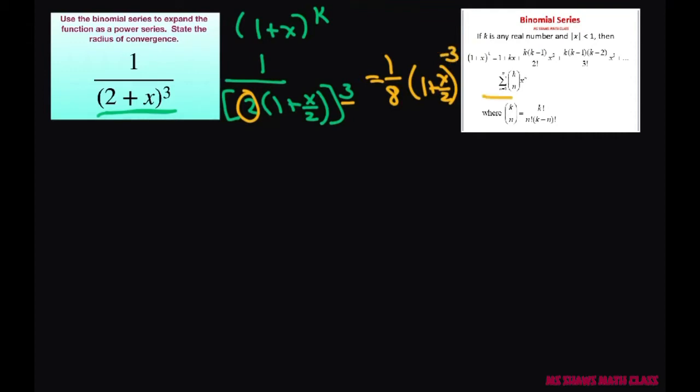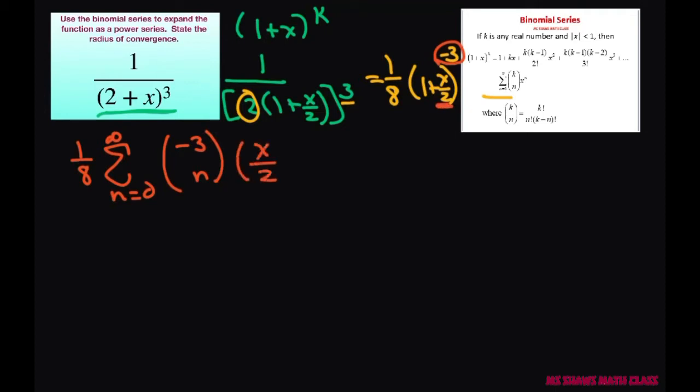So since I have that, I can write it in this form: 1/8 times the sum as n equals 0 to infinity, and my k is going to be -3, choose n, and then my x part is going to be x divided by 2 to the power of n.